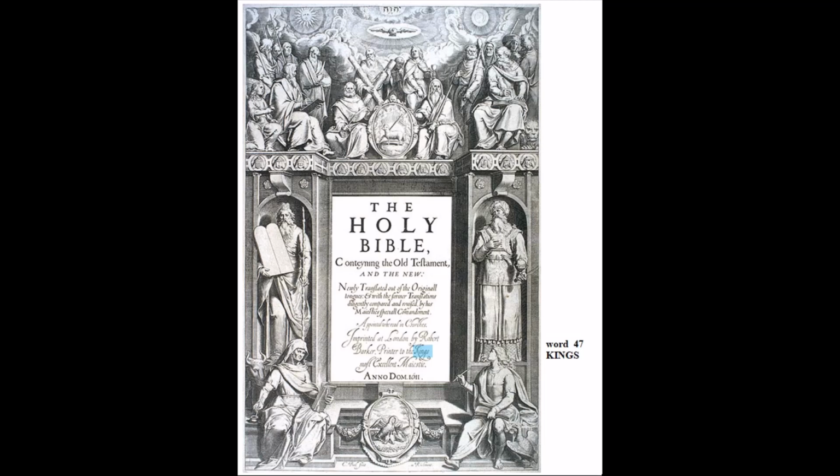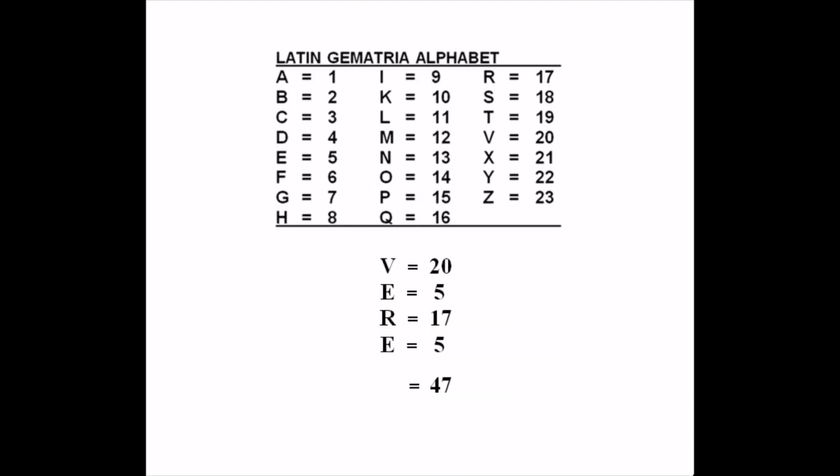Curiously, the 47th word in the inscription is kings. And using Gematria, the letters for Vere, V-E-R-E, equal 47. But that could be a coincidence, I'm just pointing it out.